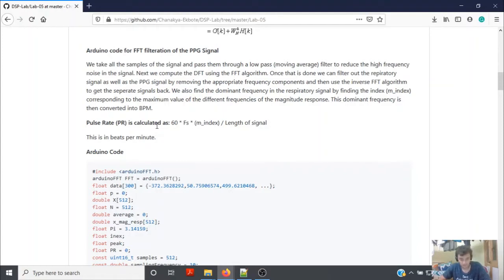And the index that corresponds to the dominant frequency is assumed to be the inherent frequency of the entire signal. So the pulse rate can be calculated as follows, which is 60 into fs into the max index that corresponds to the magnitude divided by the length of signal. Again, this relation is derived from the fact that f by fs is equal to index by length of signal, and it is multiplied by 60 just so that it is computed in beats per minute.